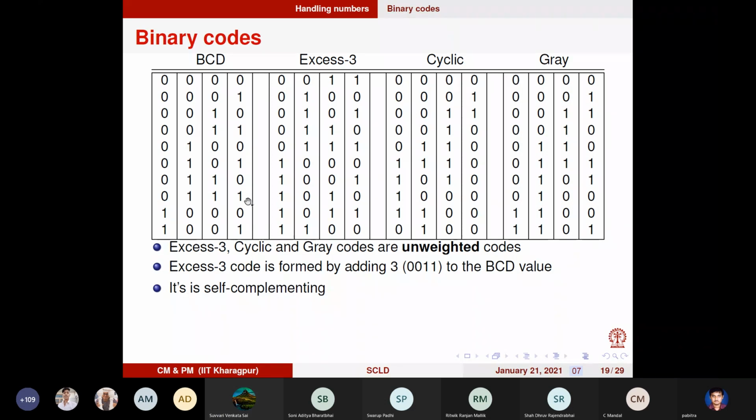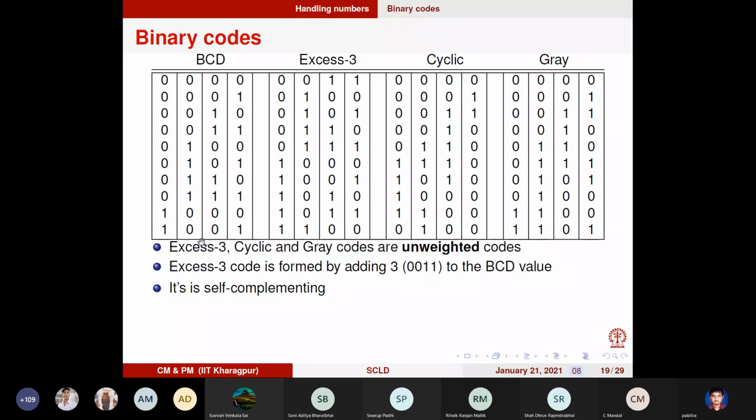Okay, so this is up to how much? This is up to 9. From 0, 0, 0, 0 up to 9 we have the same. So up to 9, as we have said, binary and BCD are the same. So beyond 9, other combinations.